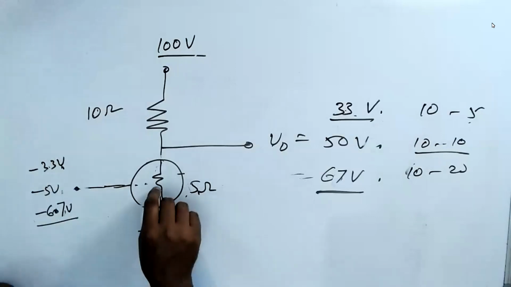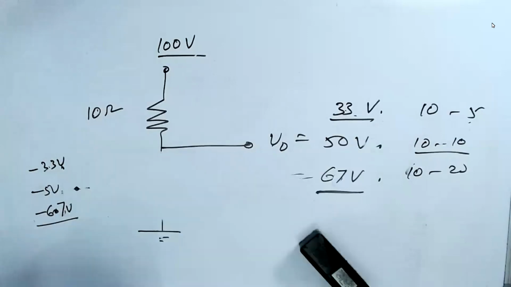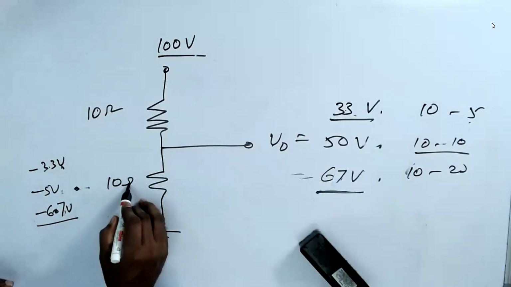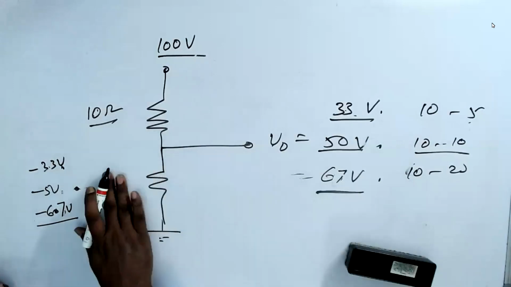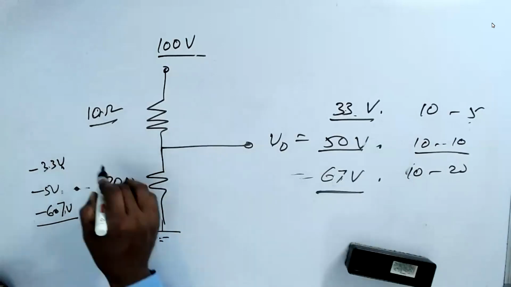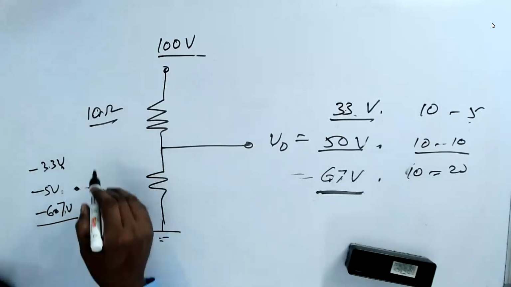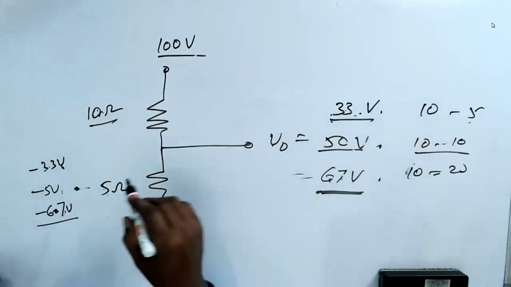What we did was, initially, without this vacuum tube, we had a resistor. When I apply 10 ohm and 10 ohm, I got 50 volt. When I have 10 ohm and 20 ohm, I got 67 volt. When I apply 10 ohm and 5 ohm, I got 33 volt, because I apply 100 volt.